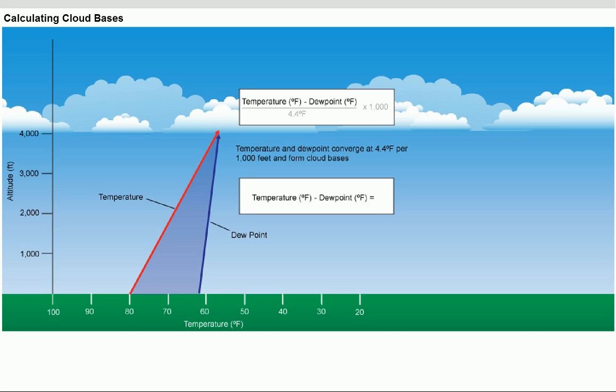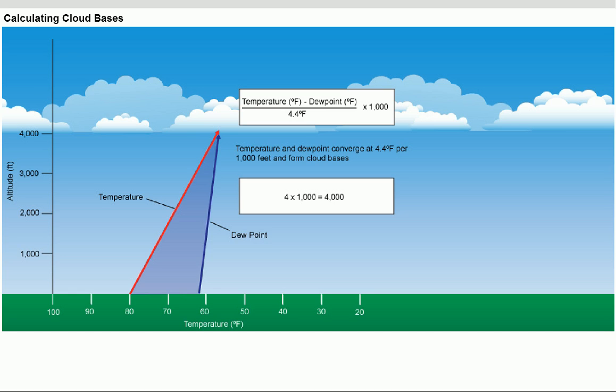By using this value and the Fahrenheit values of the current temperature and dew point in a simple formula, you can roughly estimate the altitude at which clouds might develop. First, subtract the dew point temperature from the actual temperature of the reporting station. For example, if the surface temperature is 80 degrees Fahrenheit and the dew point temperature is 62 degrees Fahrenheit, subtracting 62 from 80 results in a spread of 18 degrees Fahrenheit. Next, divide the resulting spread by 4.4 degrees Fahrenheit, which is the rate at which the temperature and dew point converge. In this example, divide 18 by 4.4 and round the result down to 4.